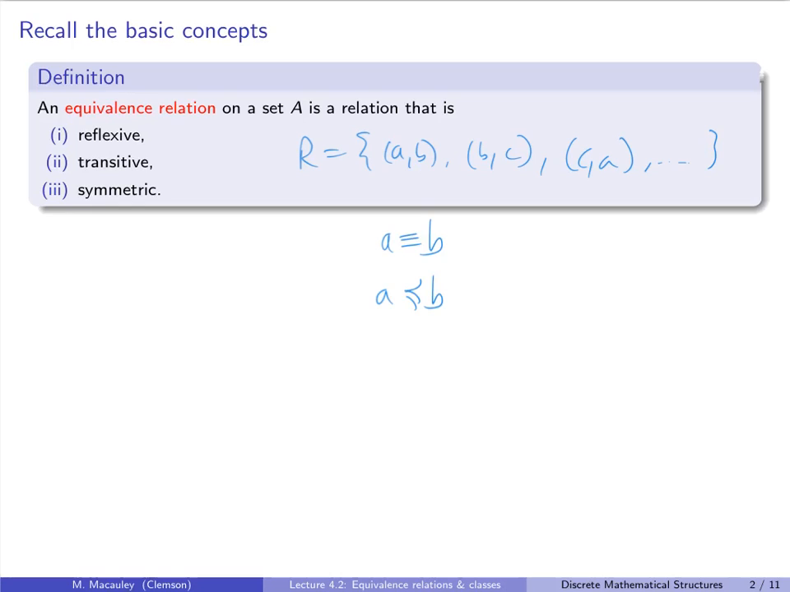Remember that an equivalence relation on a set A is any relation, so of this form, that is reflexive, transitive, and symmetric. Reflexive means that everything is related to itself, and I think transitive and symmetric, you probably know what those are.